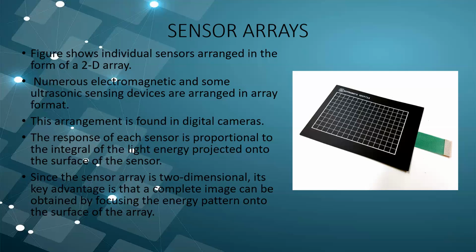Since the sensor array is two-dimensional, its key advantage is that the complete image can be obtained by focusing the energy pattern onto the surface of the array. So if the light source projected on the array completely covers it, then the image is obtained in a complete array format, whatever the size of the array is.